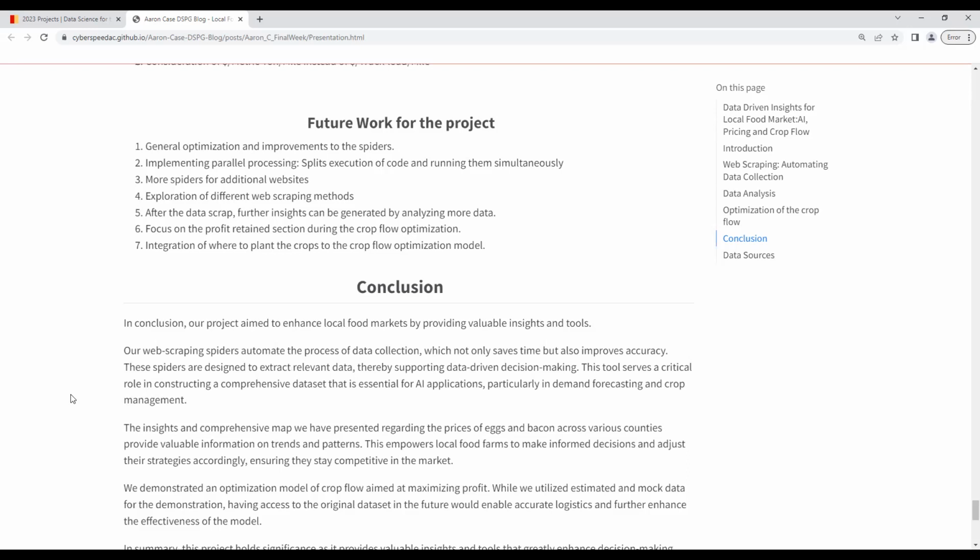And for the optimization of crop flow part, we can focus on the profit return section more carefully than other parts. And we can also integrate where to plant crops in the optimization of crop flow model.